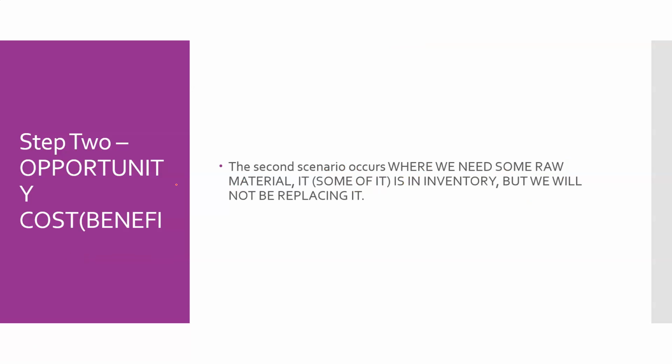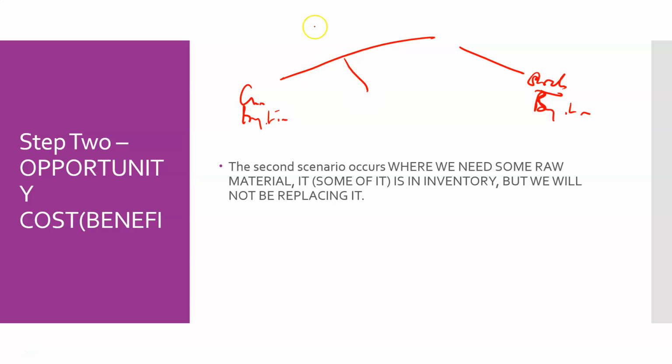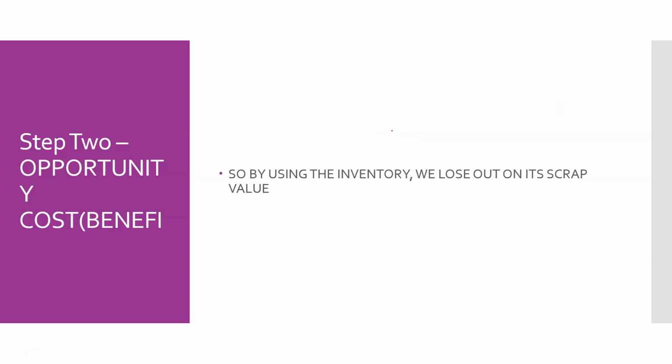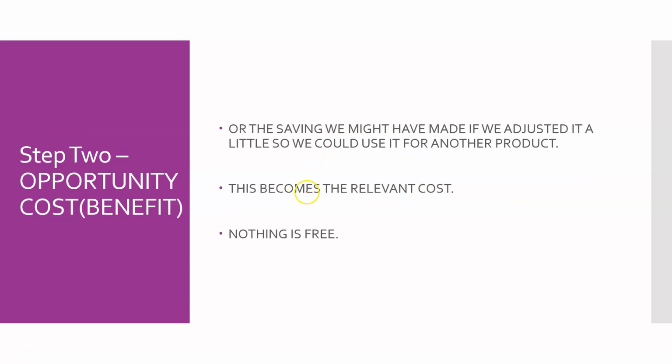Right, so the second scenario, like we saw when we don't have it in stock, or we don't have it in house, so we have to buy it in, or we have it in house, but we have to replace it. So again, buy it in. But we have that other scenario where we won't be replacing it. No replacement. Like I said, by using the inventory, we're losing out on its scrap value, or the saving we might have made by using it for another product. So this becomes the relevant cost.